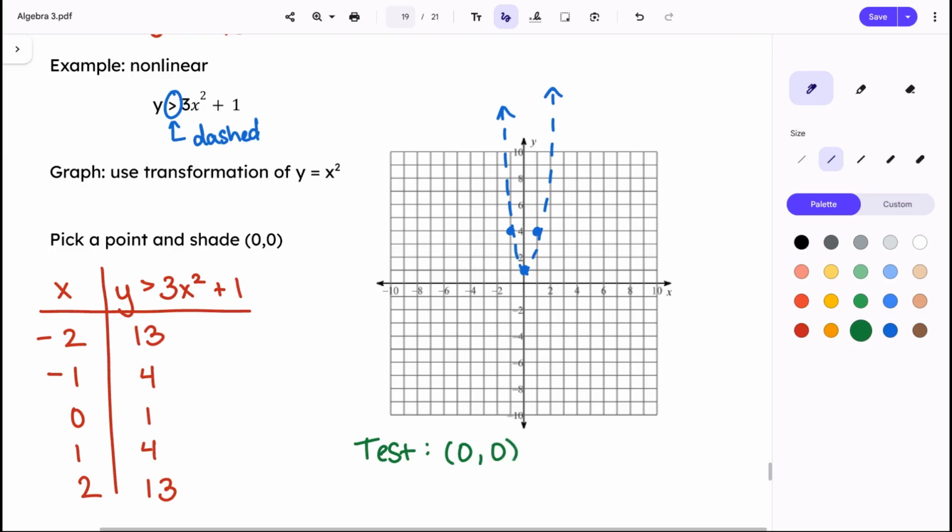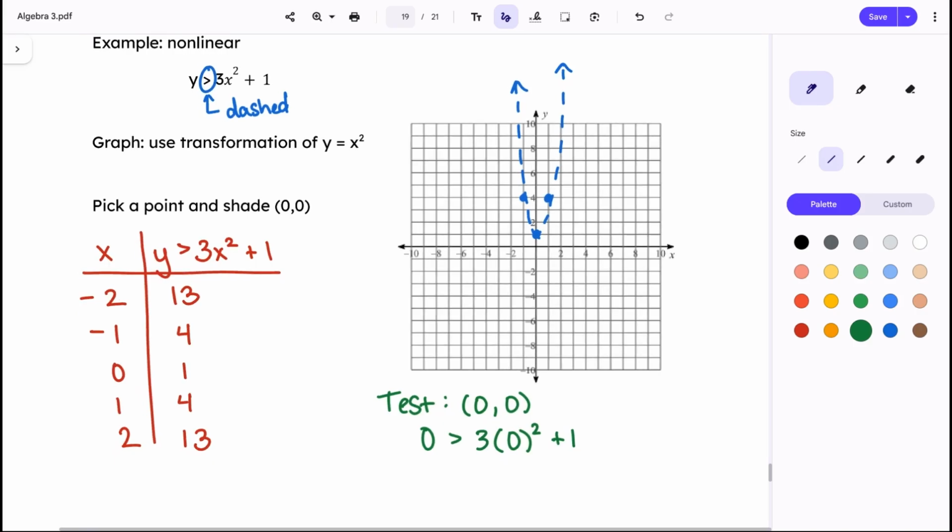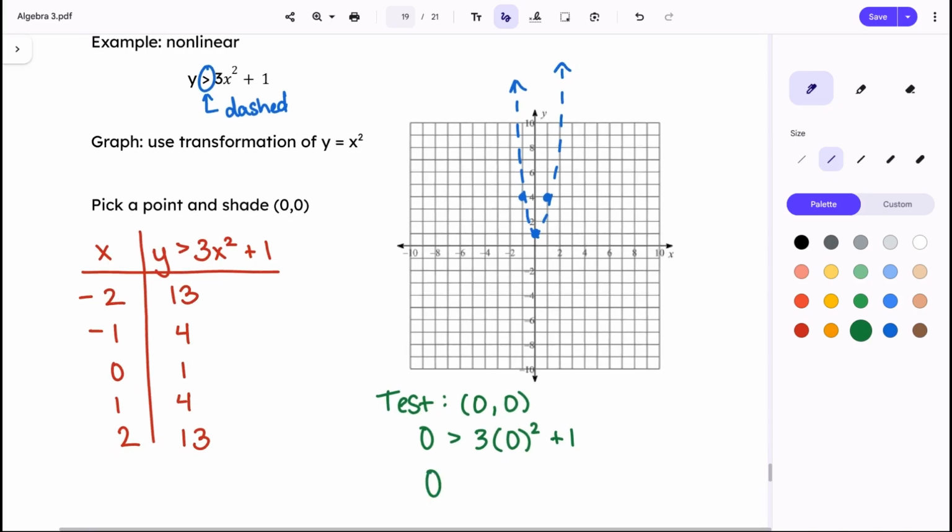So I'm going to put a 0 in for the y and a 0 in for the x. So it's going to say 0 is greater than 3 times 0 squared plus 1. What is this going to simplify to? 1, right? 0 is greater than 1. True or false? False. So I do not want to shade where 0, 0 is.